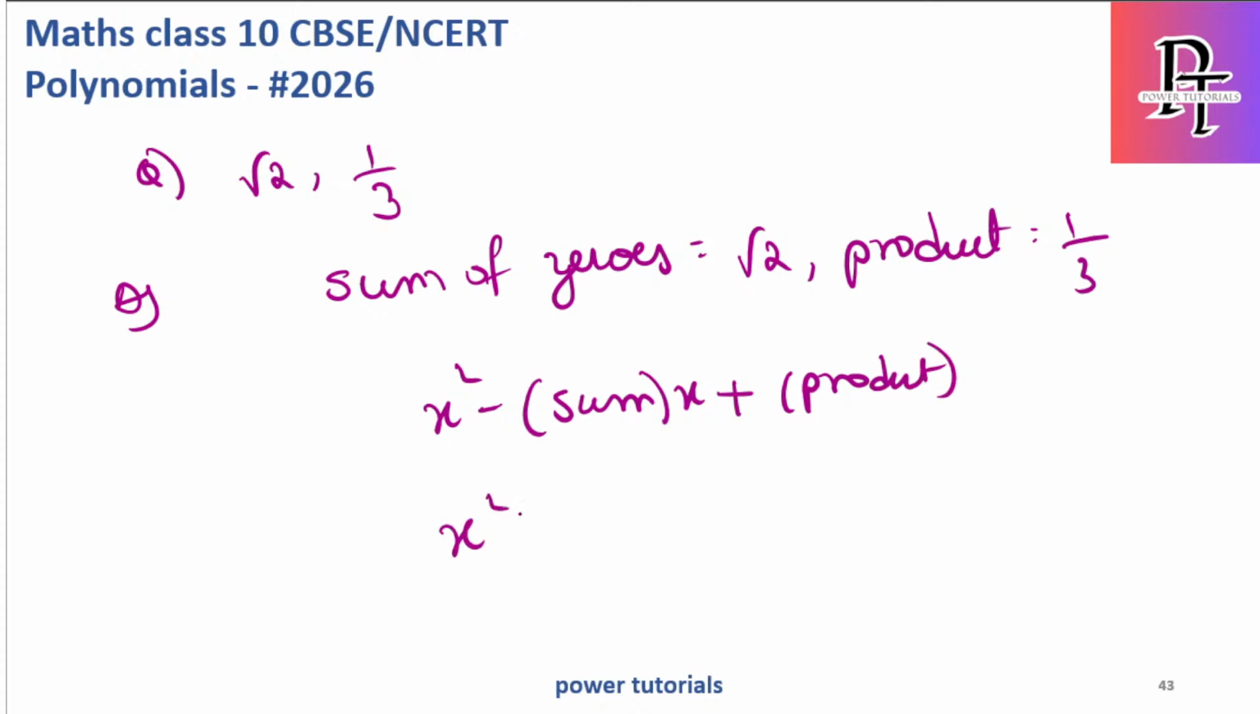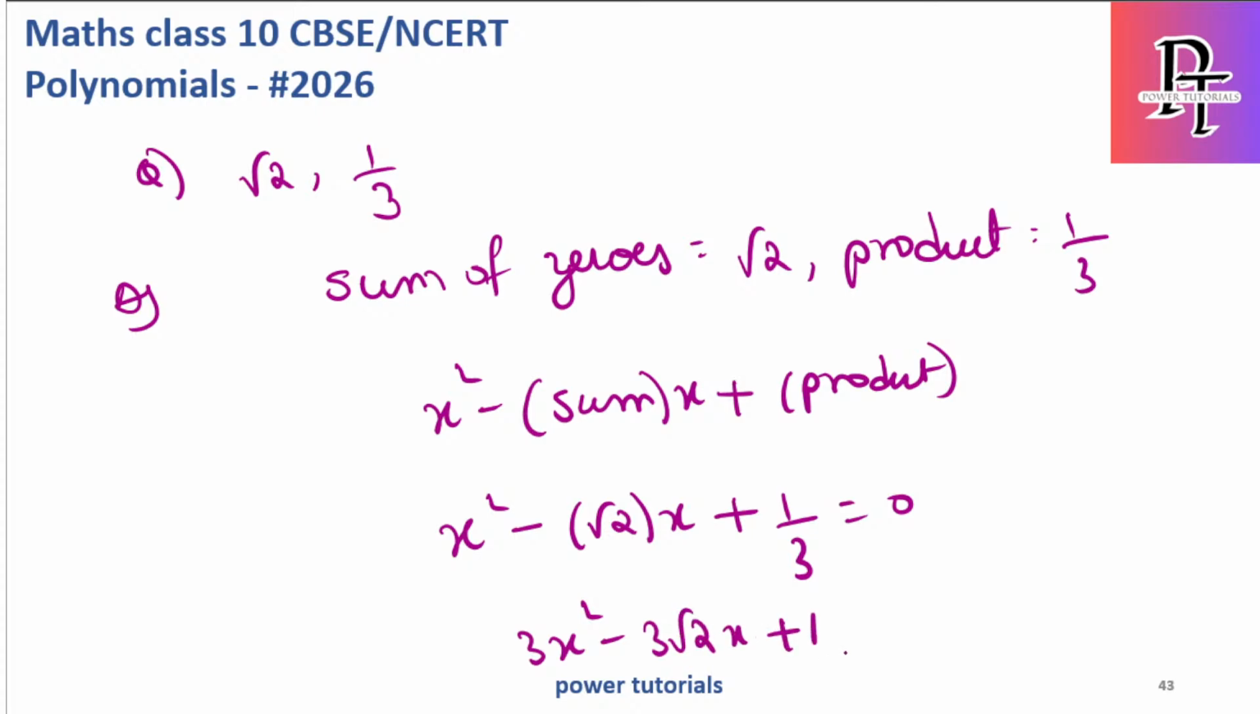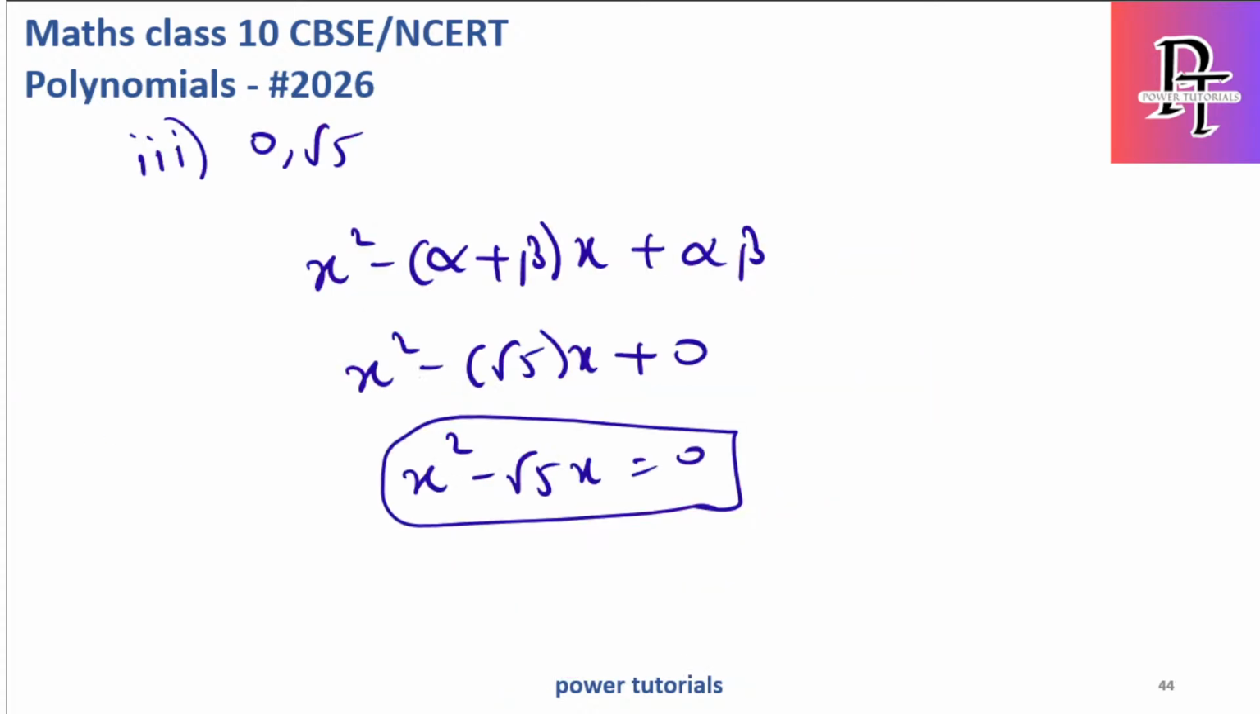So x square minus sum, which is root 2, x plus product, which is 1 by 3, is equal to 0. So simply multiply by 3. This becomes 3x square minus 3 root 2 x plus 1 is equal to 0, which is the quadratic polynomial. Okay, let's move to the next question.